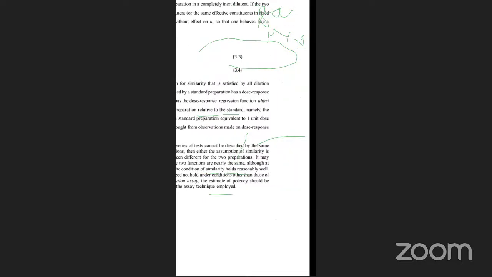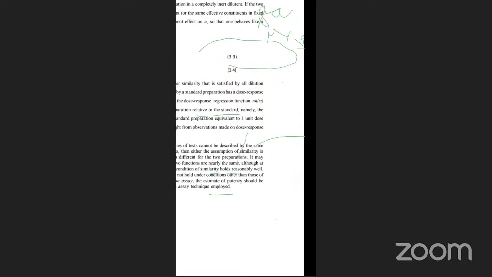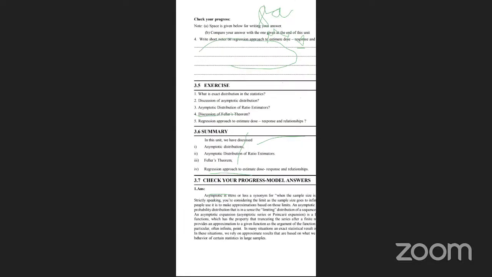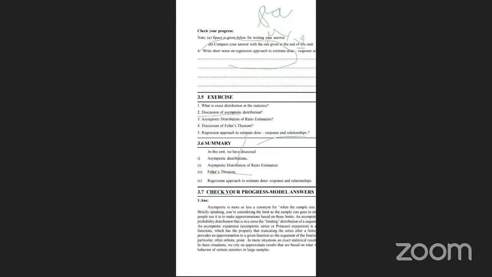In a comparative dilution assay, its validity need not hold under conditions other than those of its estimation. In an analytical dilution assay, the estimate of potency should be independent of the experimental method and the assay technique employed. These are the questions for these topics.